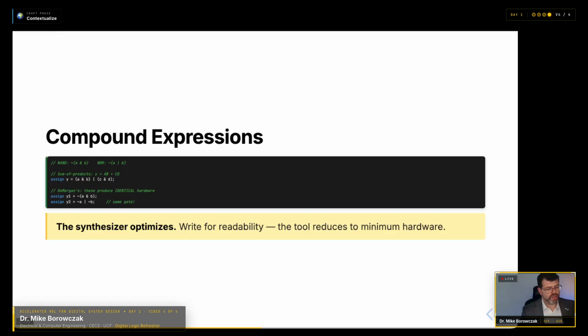So the reason they're going to be the same thing under the hood is the synthesizer is going to optimize what you write. Its job is to take what you've written and map that in the most efficient way possible to the hardware it has available. So the goal here is generally to write for readability and have your tool create minimal hardware, and this is why there are commercial tools. So your goal is to write so that you understand what's happening.